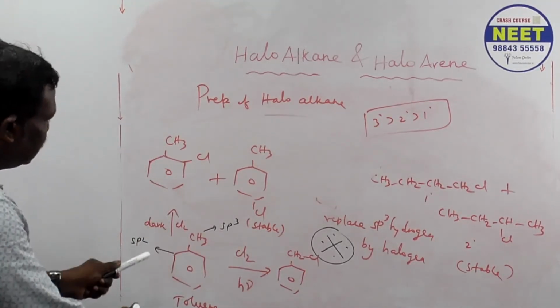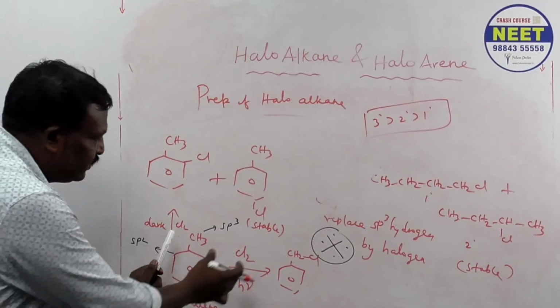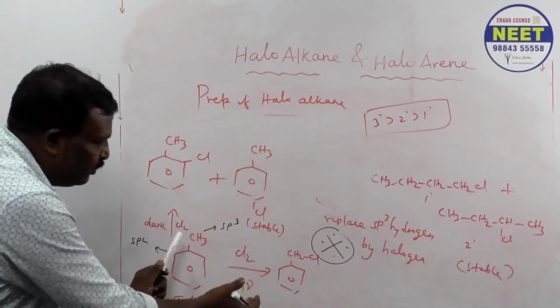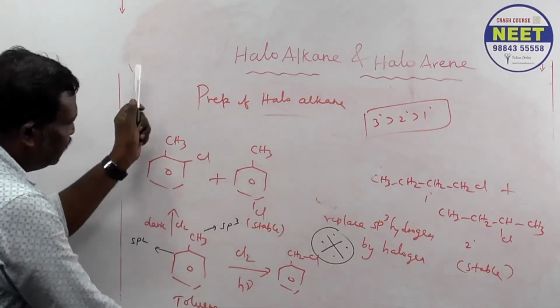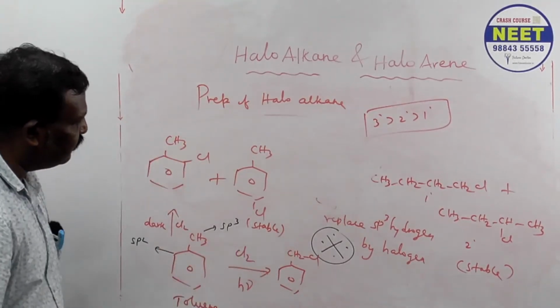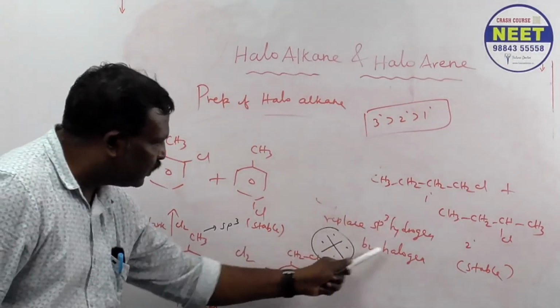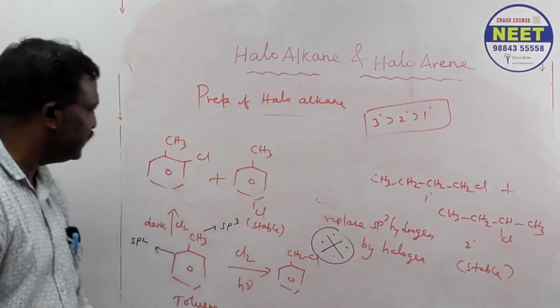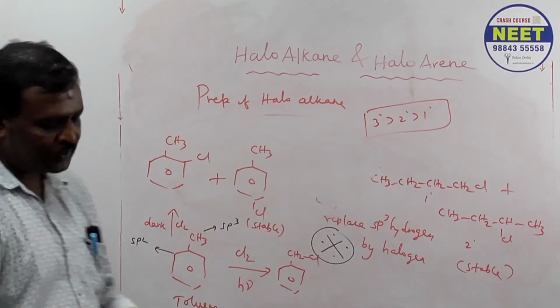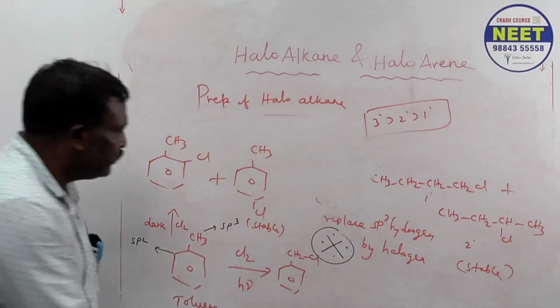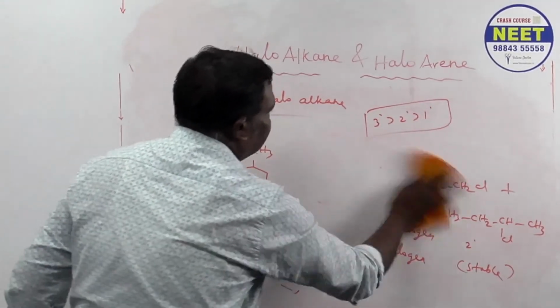Okay, just copy them. So the same toluene reacts with chlorine. In presence of sunlight, it gives this product. In absence of sunlight, it gives this product. Okay. Presence of sunlight, replace sp3 hydrogen. Absence of sunlight, replace sp2 hydrogen. Okay. Just write this only, write correctly. Very important.